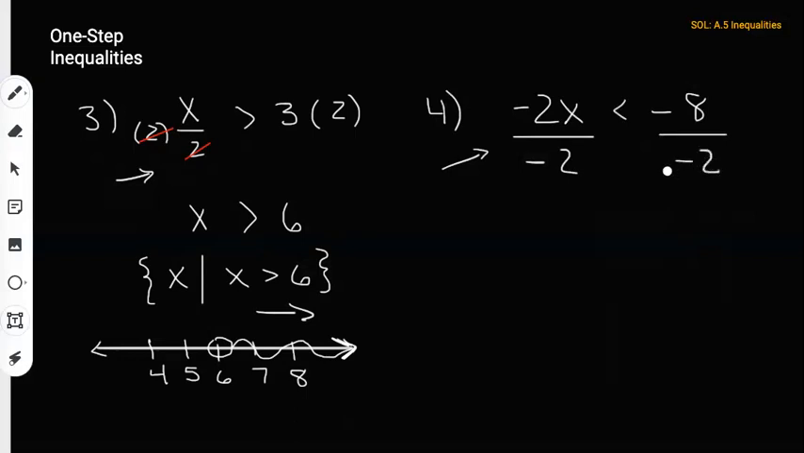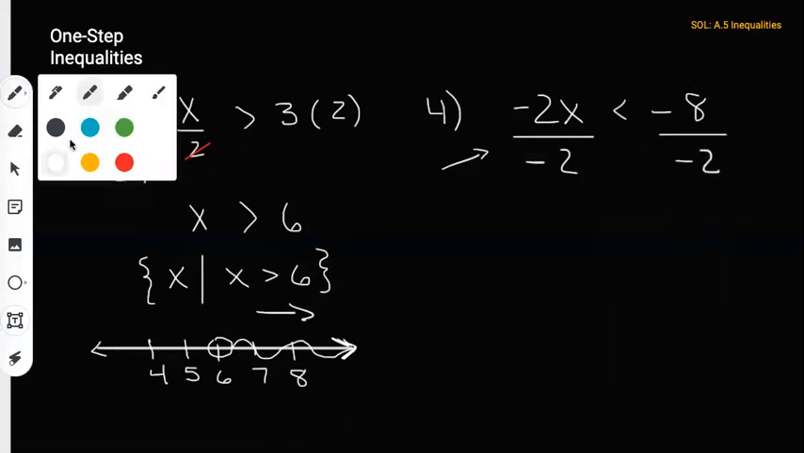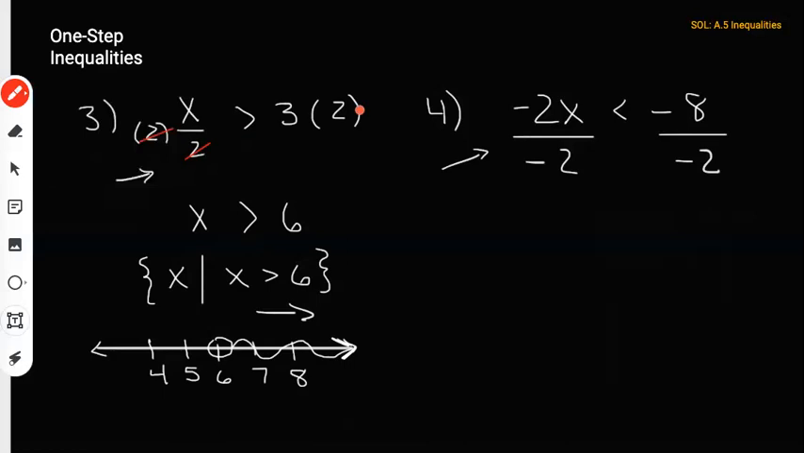So when I do that, the negative 2 and the negative 2 on the left side are going to cancel out. They basically divide each other to give me 1, so they're not needed. I can bring down my variable x. And then on the other side, I have negative 8 divided by negative 2, and that's going to give me a positive 4.